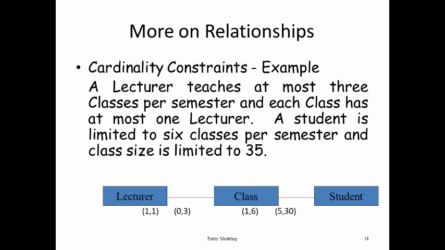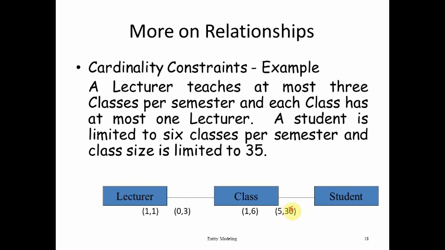Like here, we have a lecturer who teaches at most 3 classes per semester, and each class has at most 1 lecturer. So you are setting the constraints. A student is limited to 6 classes per semester, and a class size is limited to 35. Those are the constraints that you are already beginning to set. If we are going to have that kind of representation in an ERD as shown here, there's a correction here. This is supposed to be 35.